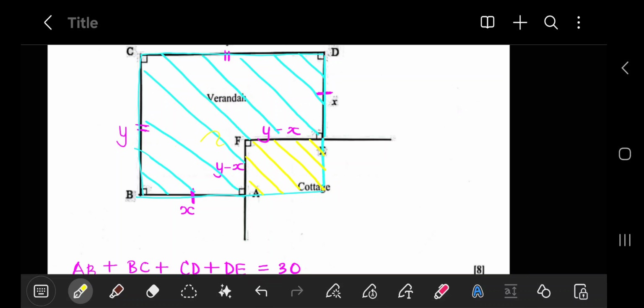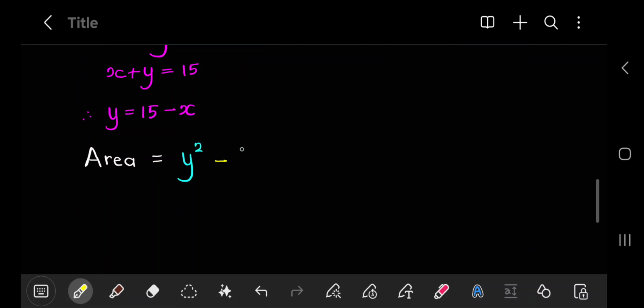Okay, so for the veranda, it was y squared. From the cottage, we are going to minus the small rectangle, which is going to be y minus x times y minus x, which will give you y minus x all squared, since it's the same length being multiplied by itself.